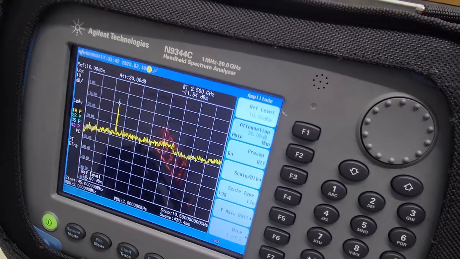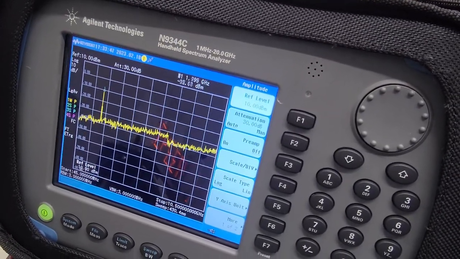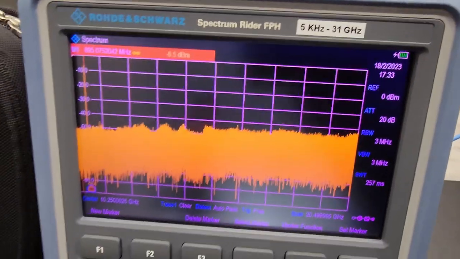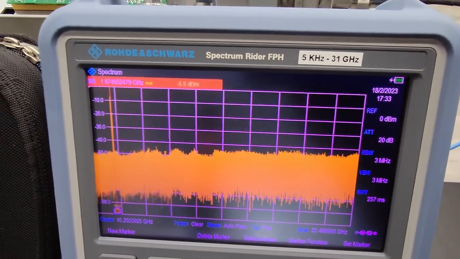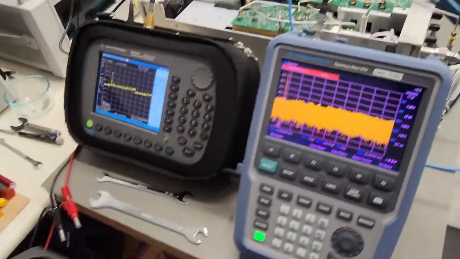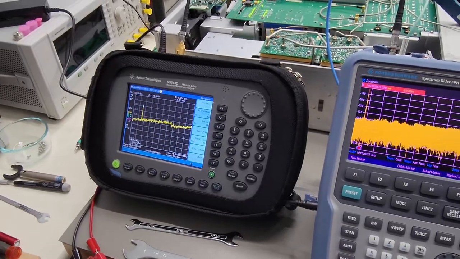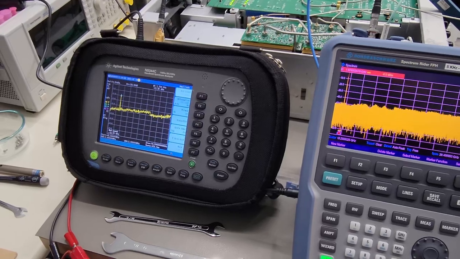You can see that the amplitude is level, but it's low. It's well below the point that it should be. And of course, the output of the signal generator is correspondingly low as well. So I'm going to have to investigate the A8 low band output board and maybe look at that gain stage. That might be one of the issues we're seeing here.